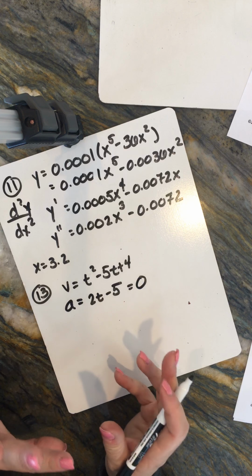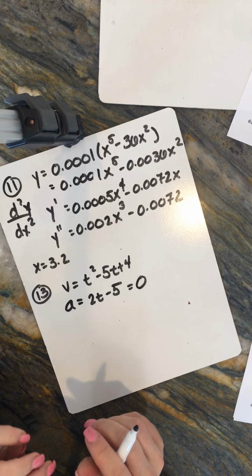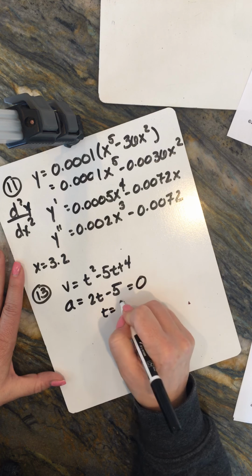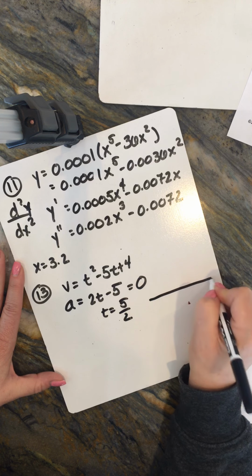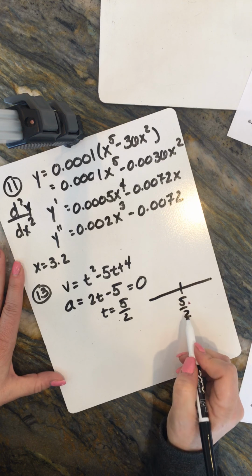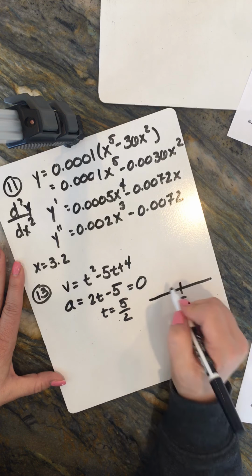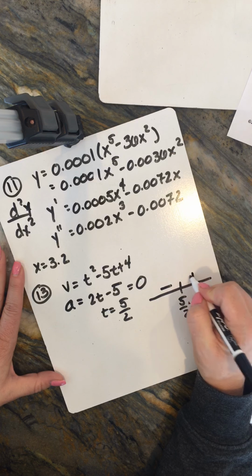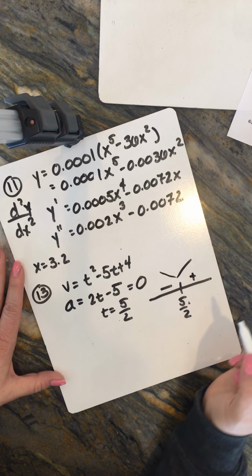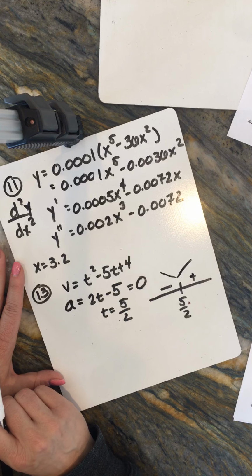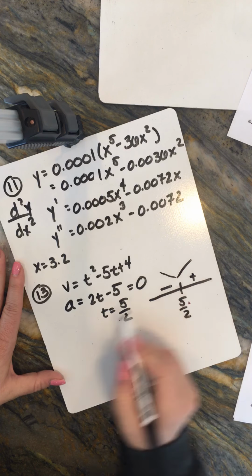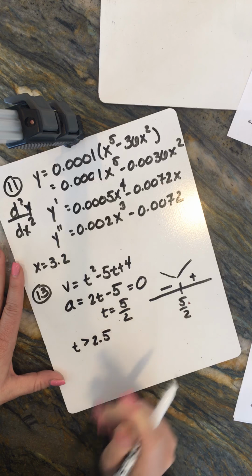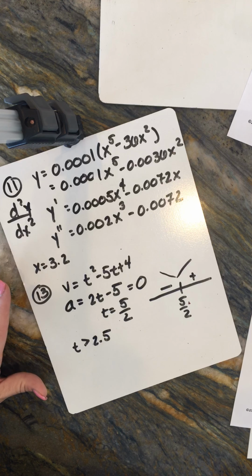So we'll find the turning points where it either changes from acceleration to deceleration or deceleration to acceleration. And it changes at 5 halves. So we'll do a little sign line graph at 5 halves, plug in a value below 5 halves, let's say 0. We get a negative. Plug in a value above 5 halves, let's say 3, and we get a positive. So it's going to decelerate, then accelerate. The question is asking, when is the velocity increasing? So it's increasing on the interval t greater than 2.5.